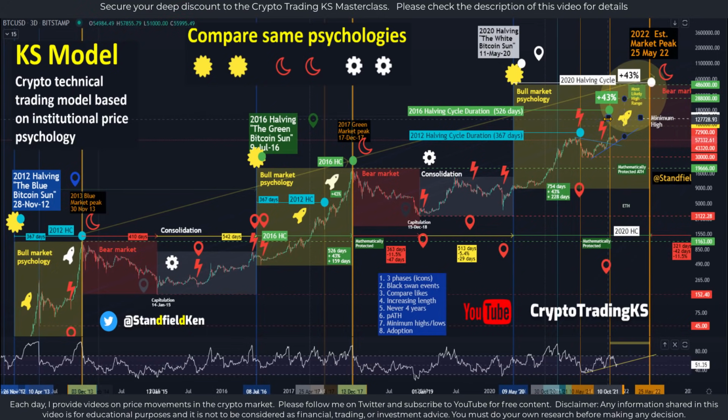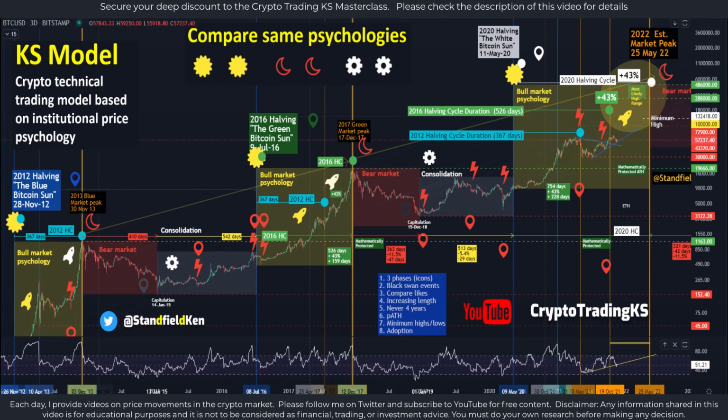When we look at comparing, we always compare bull market to bull market to bull market. If people don't do that, they're going to get erroneous conclusions. We always compare bear market to bear market. That is incredibly important to do. When we also look at the particular graph, we see increasing length. Now, what does this actually mean?